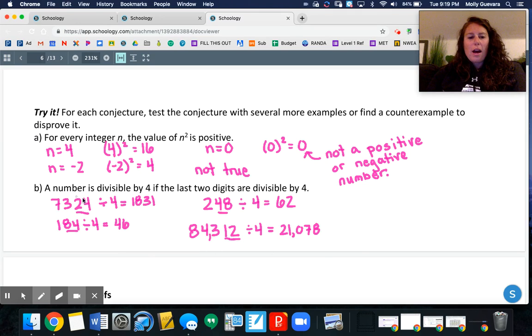So we have tested a sample group, and it has worked every single time, right? We've tested 2 digits and 3 digits, 4 digits, 5 digits, and it would just continue on. If one of these were negative, it would be the same thing, just negative. So it seems to be working. So we can assume that this conjecture is true.